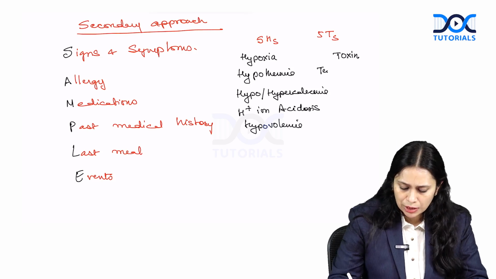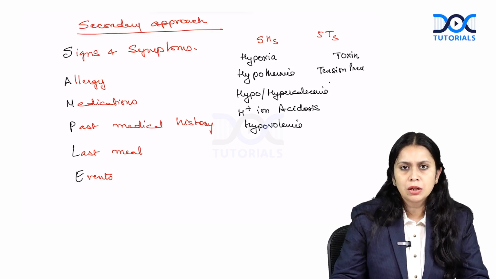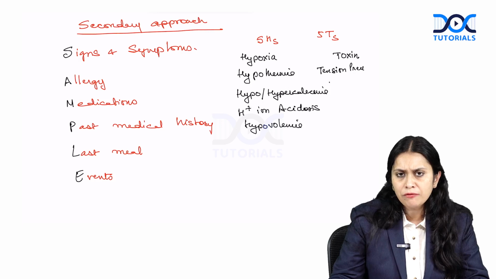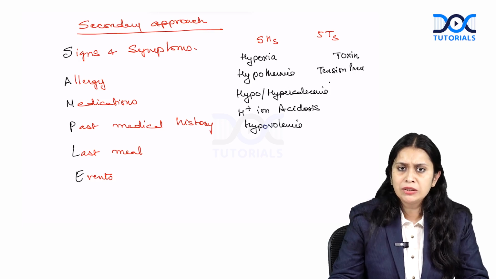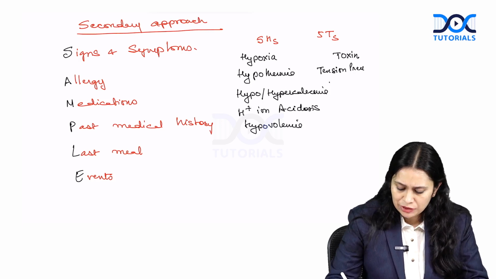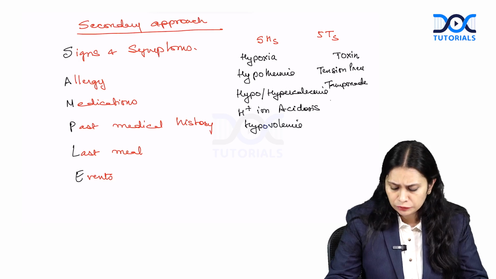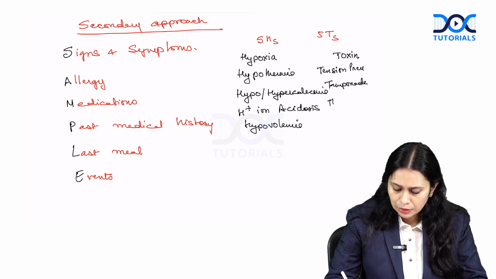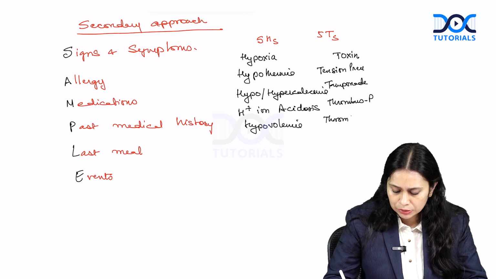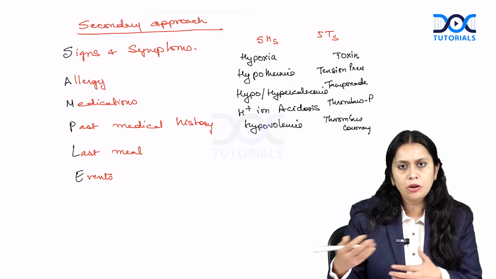Then tension pneumothorax. Now the patient is a trauma patient with a chest injury. We will auscultate and we may find the cause why the patient is in the current situation. So tension pneumothorax. Then tamponade, cardiac tamponade. I will auscultate and try to find it, or maybe do a quick bedside ultrasound of the patient. Then thrombus. Thrombus, that is pulmonary thrombus, or coronary thrombus, let's say pulmonary or coronary thrombus.